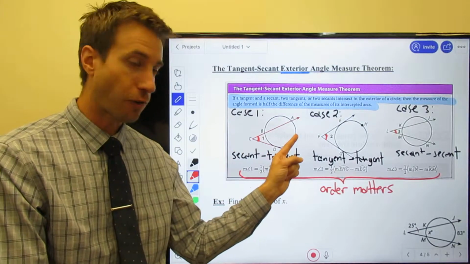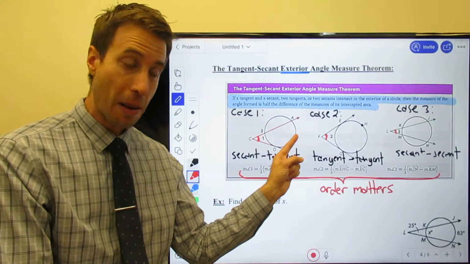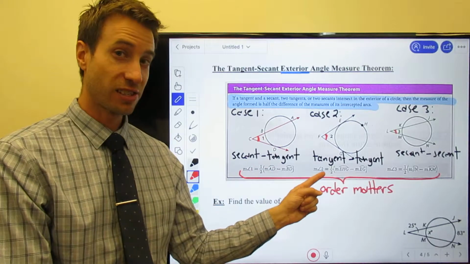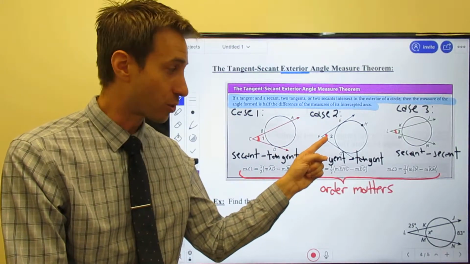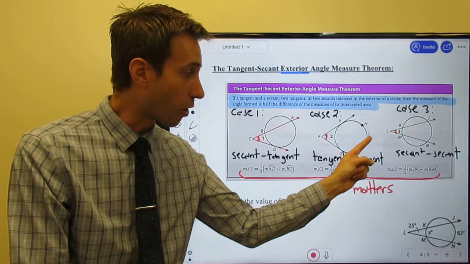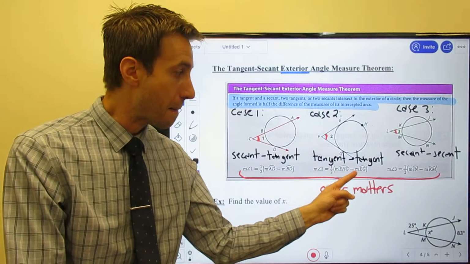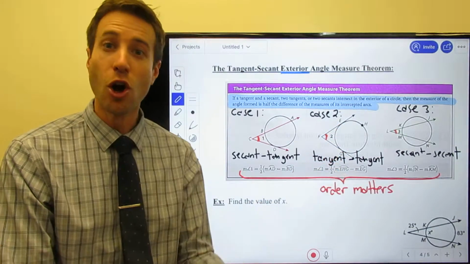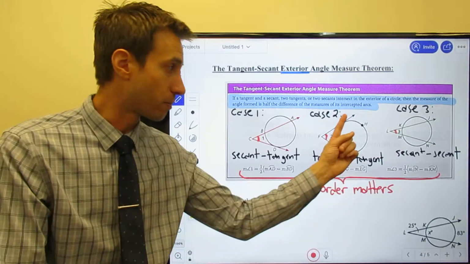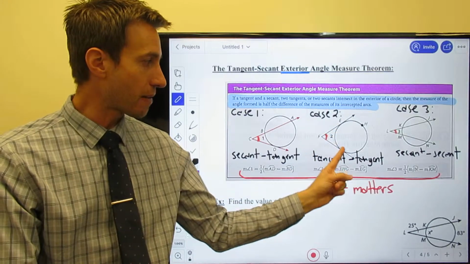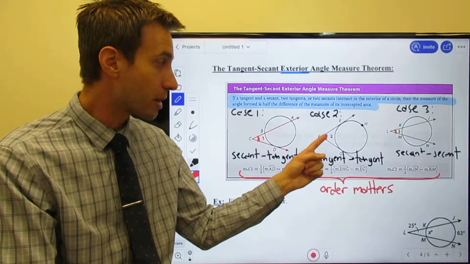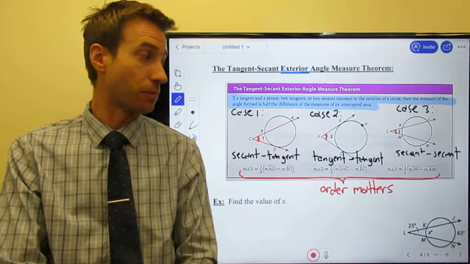It is the arc farthest from the angle minus the arc closest to the angle. Same thing. To find the measure of the circumscribed angle, it will be 1/2 the measure of the arc farthest from the angle minus the measure of the arc closest. They're almost exactly the same. Whatever arc is farthest minus whatever arc is closest, multiply it by 1/2, and you get the measure of the exterior of that circumscribed angle.